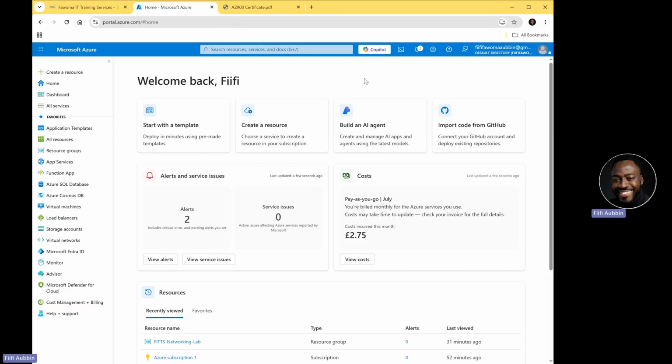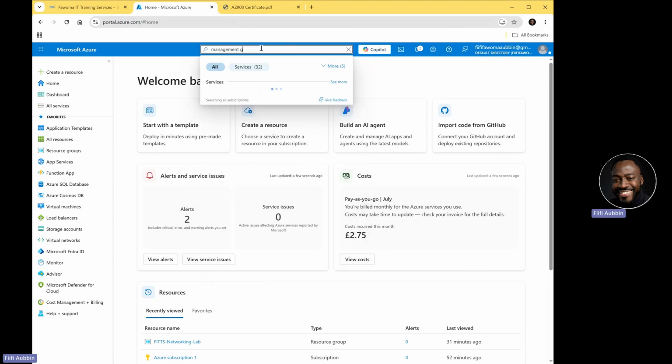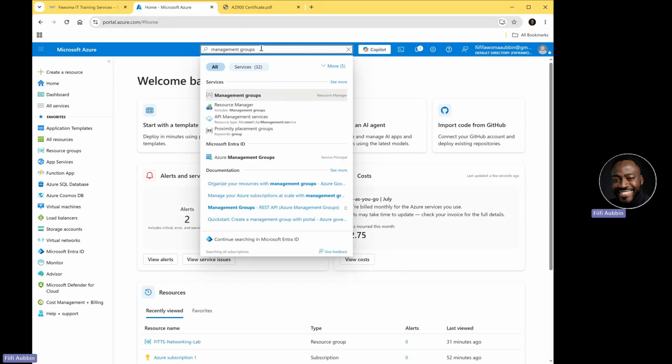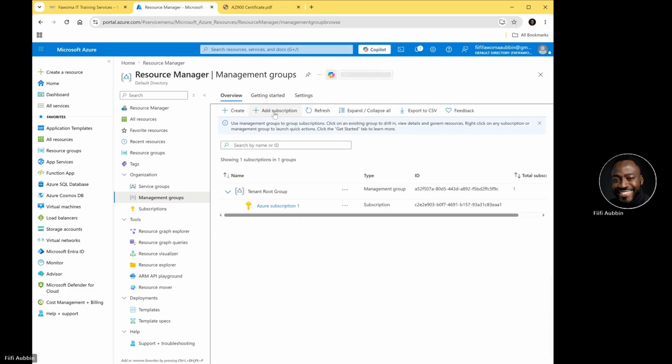So now that we're all inside our Azure portal, I want us to search for management groups. So management groups, okay. And the search will give us our management groups, and we've got resource manager to the right of it. And this is the highest level in the Azure hierarchy. You will notice that I have something called the tenant root group, and under that, I have my Azure subscription. This can actually be renamed.